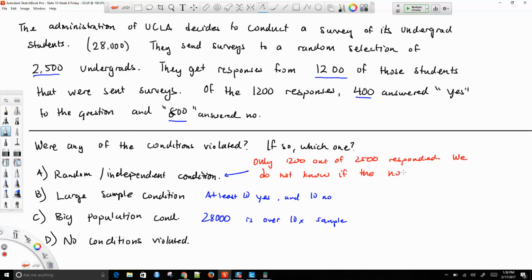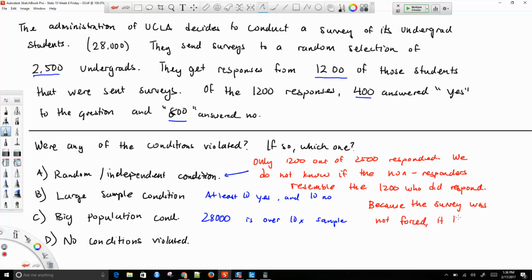If the non-responders resemble the 1,200 who did respond. Okay, so this is because the survey was not forced. It is not truly random.